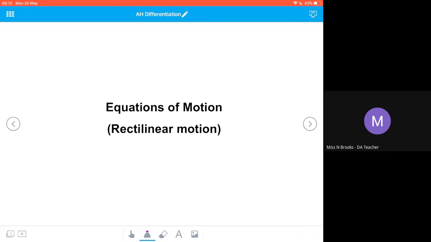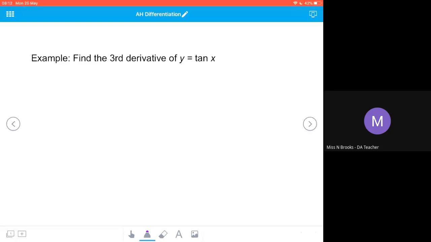So we're going to start off with y equals tan x. We're going to use Leibniz notation this time. So we know that dy by dx, as tan x differentiates to sec x all squared. And I'm also going to rewrite that with it in brackets as (sec x) all squared, because we're going to have to use the chain rule to find our second derivative.